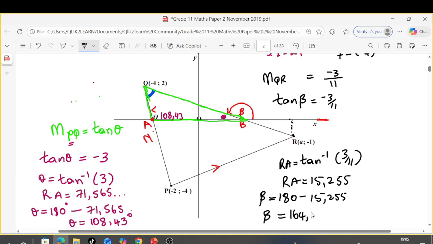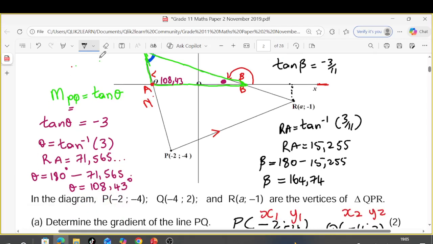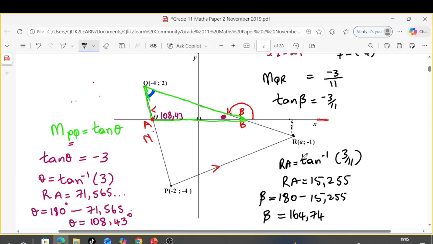74, comma 74. That's what we got. That's what beta is. So maybe now we need to understand why we have so much information on the board. We know what beta is, but the only thing I'm interested in is to find this angle. I have 164. I need to find that angle.